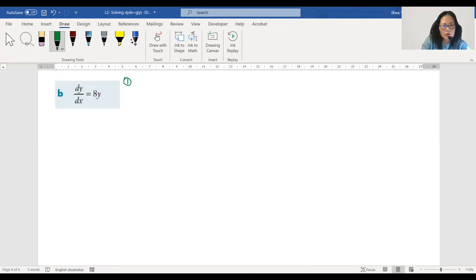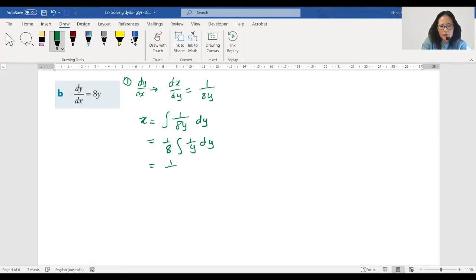So I'll do the dy/dx changing to dx/dy first. That will be 1 over 8y. Okay, x equals the integral of 1 over 8y dy. But I'm going to take the constants out, and this looks like ln. And don't forget this c. Okay, so that's what I've got.